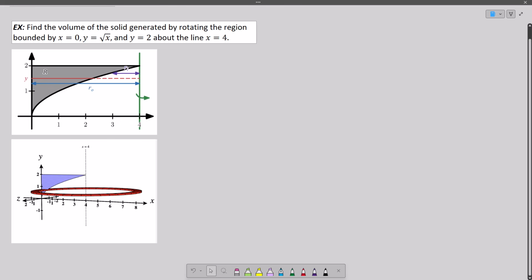So this is going to be our region in the xy plane. It's bounded by 3 curves. And we're going to rotate around x equals 4. So axis of rotation is there.